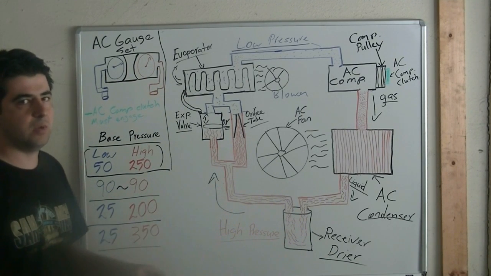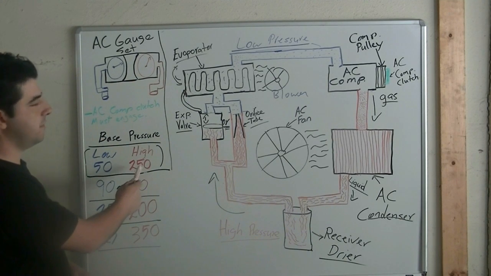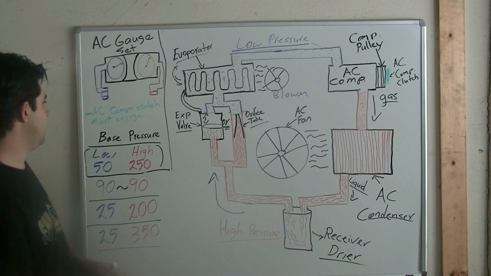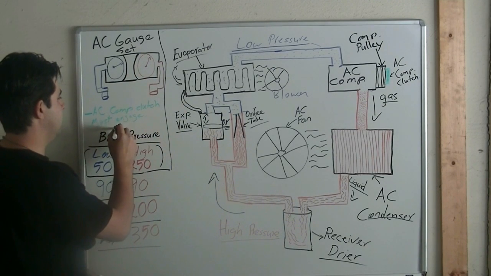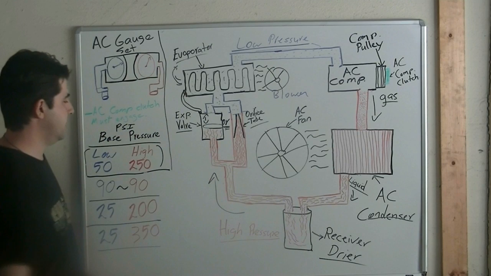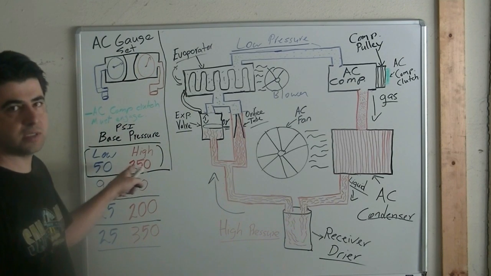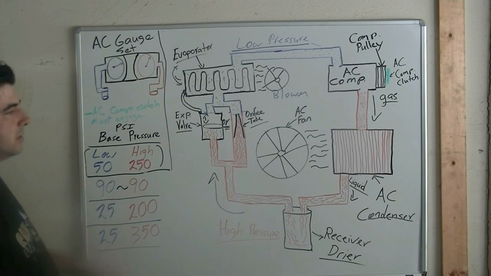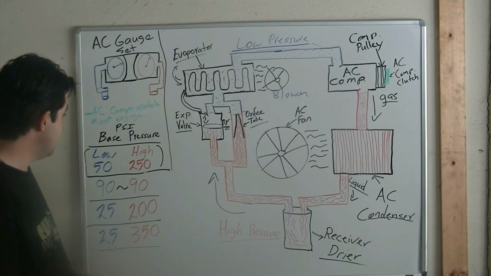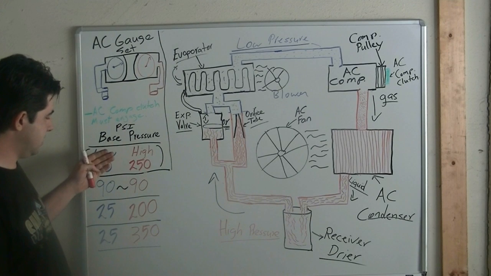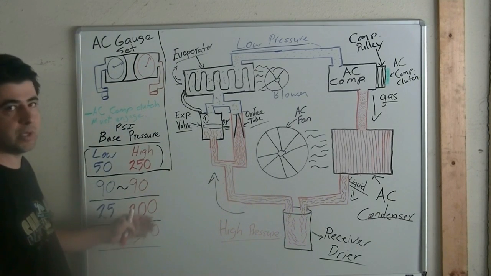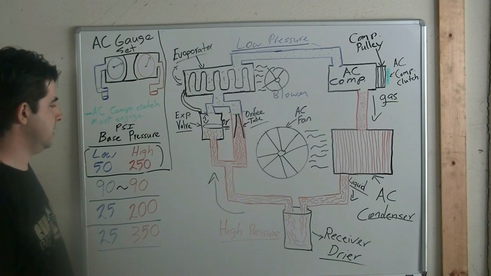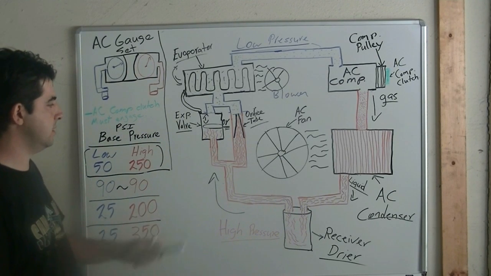But for the sake of this video, we're going to say that it's 250 for the high side and 50 for the low side. And these are PSI, if you're wondering. Those proportions are pretty correct. It's usually about, you know, the high side is this much higher than the low side. Now let's go through some scenarios, some numbers that we could get on our pressure gauge, see what we can learn from them, and see if you can tell what's the problem with our AC system.